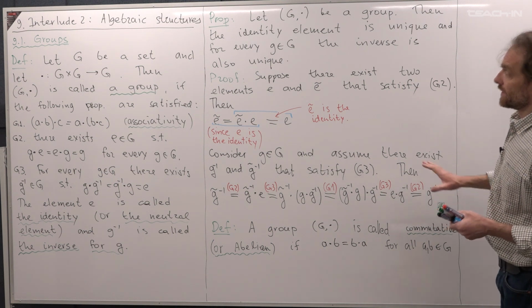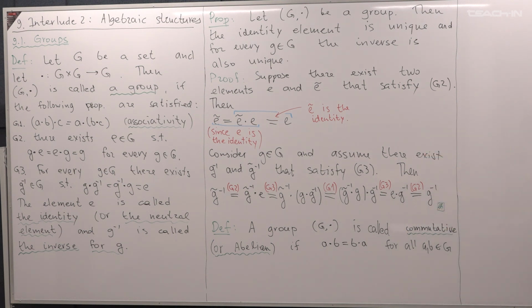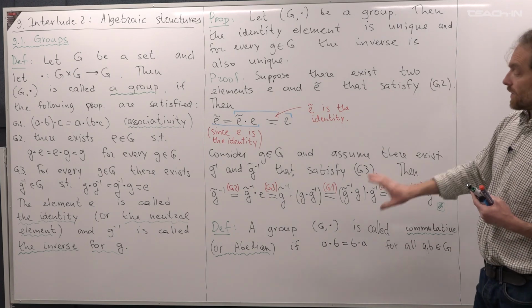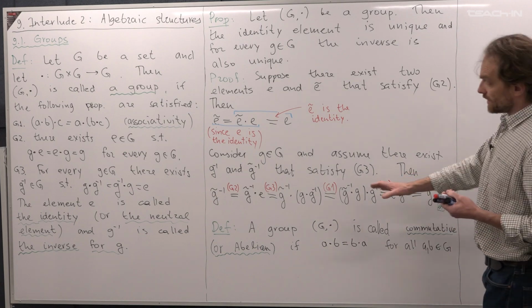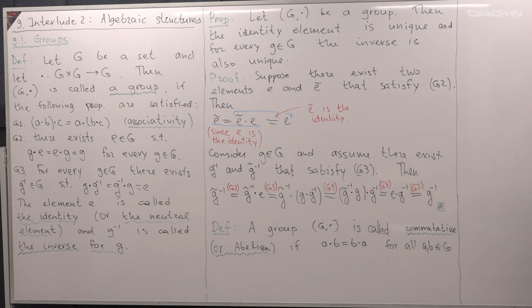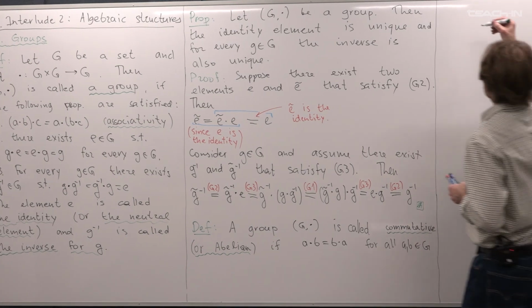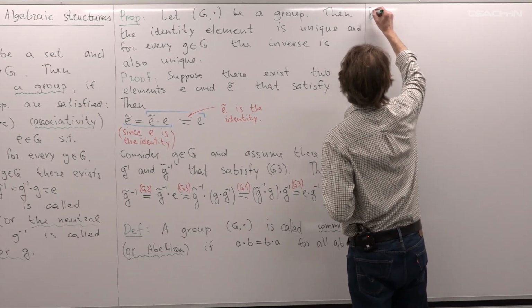So this is kind of additional axiom. So sometimes it is important to consider groups without this property, and sometimes it makes sense to consider abelian groups, that is, groups with this additional property. Okay, so let's now consider some examples.